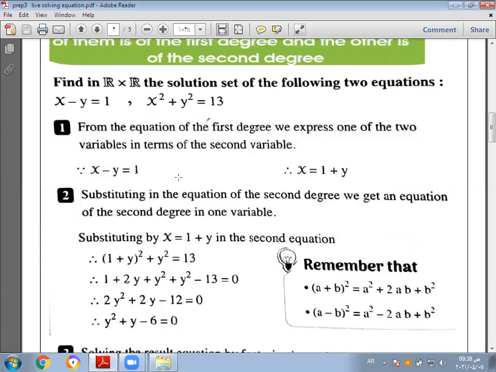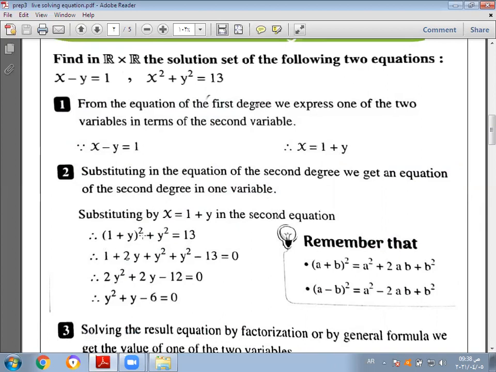Now, the second equation is x power 2 plus y power 2 equals 13. We say that x equals 1 plus y, so we can express x by 1 plus y. We get (1 plus y) power 2 plus y power 2 equals 13. This equation now has one variable, and the one variable is y. And this equation is second degree.